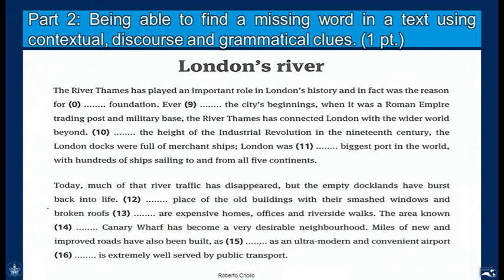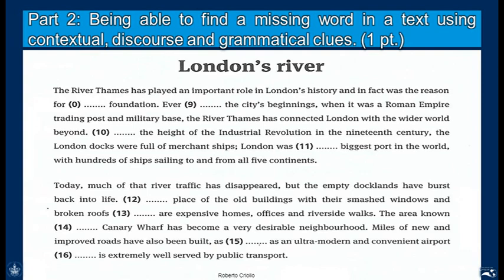This is an example of part 2, and in this case the first skill is tested: being able to find a missing word in a text using only the contextual, discourse, and grammatical clues. You get 1 point for each correct answer, and normally the first one, number 0, is an example. So let's see, I'm just going to read it and complete the words. We already looked at this in class, so it's just for you to review and remember.